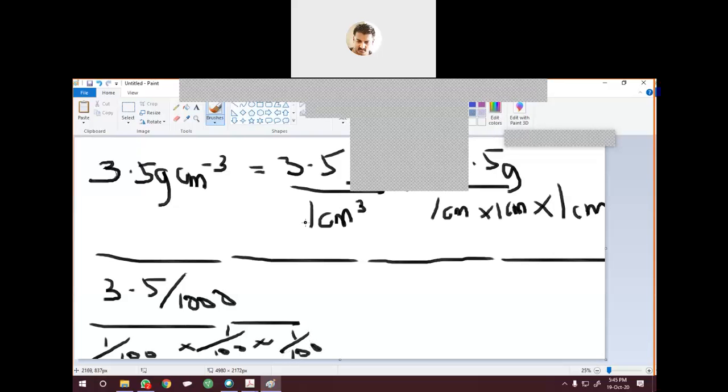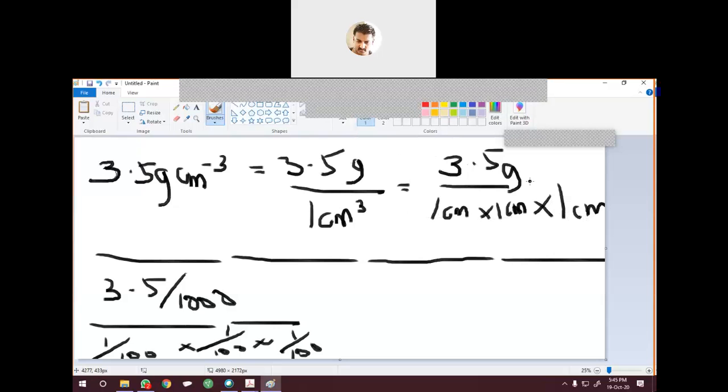Hello? Yes, sir. Okay, ma. So 3.5 gram per centimeter cube, you change it to kg per meter cube. So first of all, you break up the formula, which is 3.5 gram over 1 centimeter cube. That's why they put negative. Negative means divide. And then you slowly break it up more. 3.5 gram divided by 1 centimeter cube, which is 1 cm times 1 cm times 1 cm.